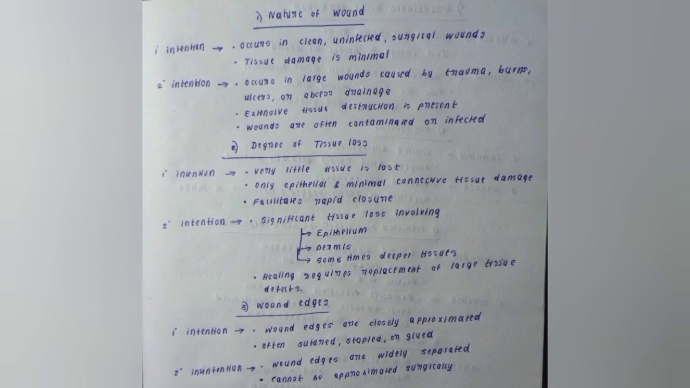Next, degree of tissue loss. In primary intention, very little tissue is lost, and only epithelial and minimal connective tissue damage facilitates rapid closure. In secondary intention, it has significant tissue loss involving epithelium, dermis, sometimes deeper tissue. Healing requires replacement of large tissue defects. Next, coming to the wound edges. In primary intention, wound edges are closely approximated, often sutured, stapled or glued. In secondary intention, wound edges are widely separated and cannot be approximated surgically. Now, I'm just reading this because all these are self-explanatory, right?